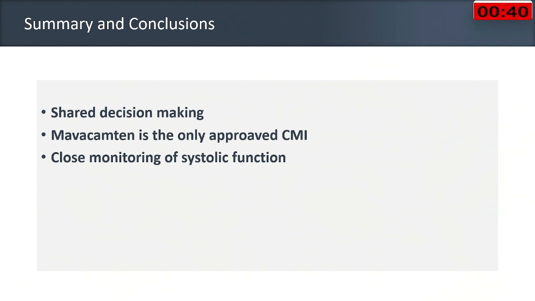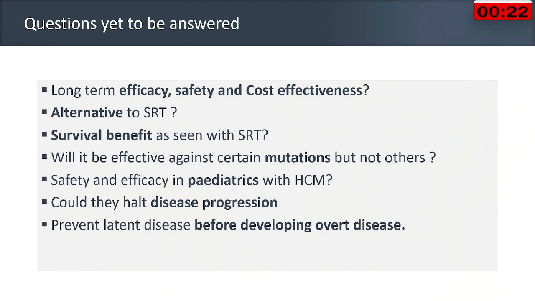So in summary, shared decision making is the key to the most favorable outcome, weighing benefit and risk, and choosing either way. Mavacamten is the only approved cardiac myosin inhibitor so far, and aficamten is on the way, and we need close monitoring of systolic function as the key. The questions yet to be answered are the long-term efficacy, safety, and cost effectiveness of that treatment.